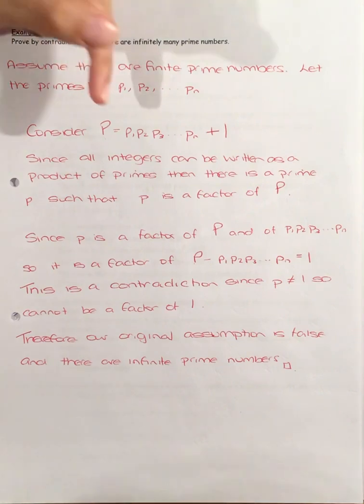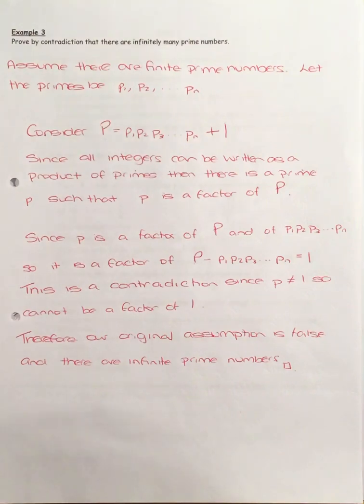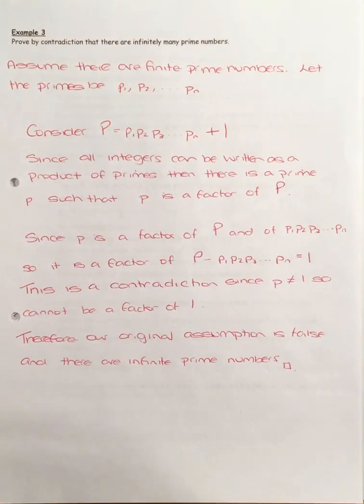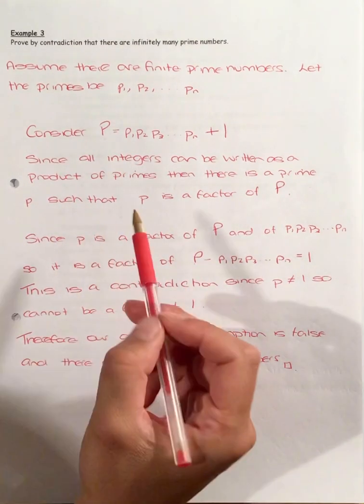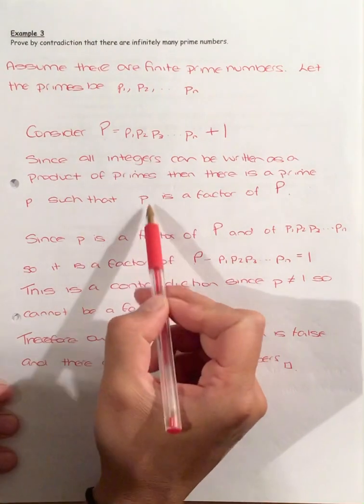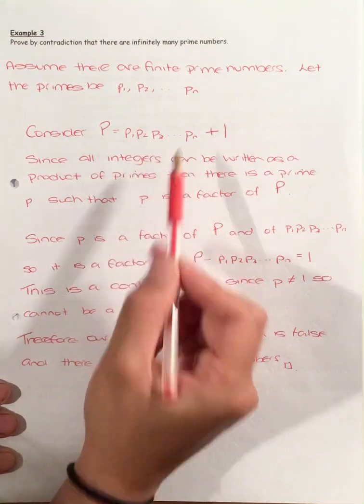And we're going to consider what happens if we multiply all of those prime numbers together and add 1. And we're going to call that value big P. Now, because all numbers can be written as a product of primes, then this big P must have a prime factor, and we call that prime factor little p. And because that number is a prime number, it must be a factor of the product of primes.